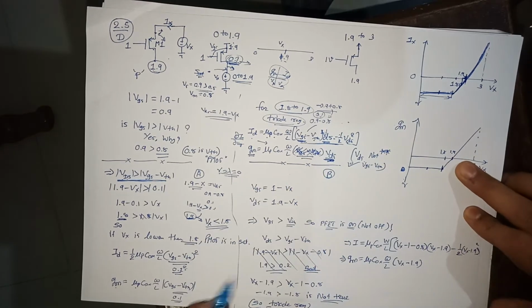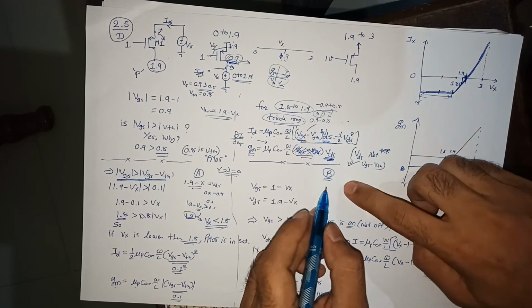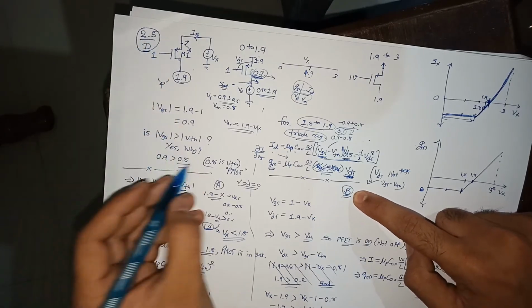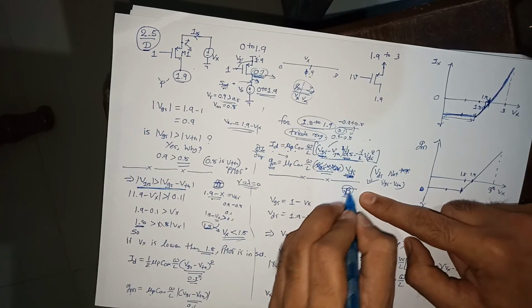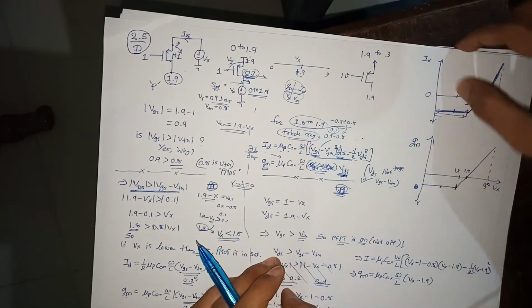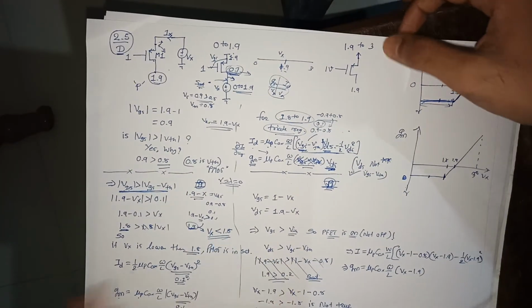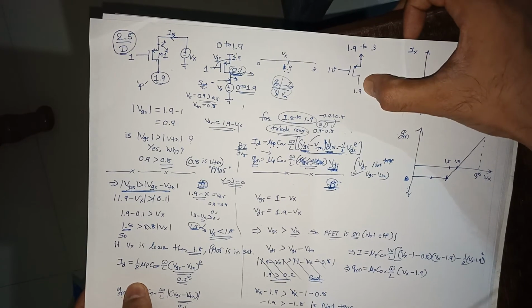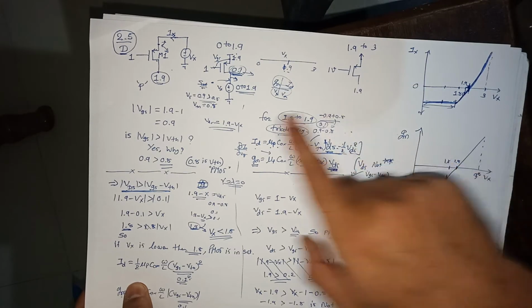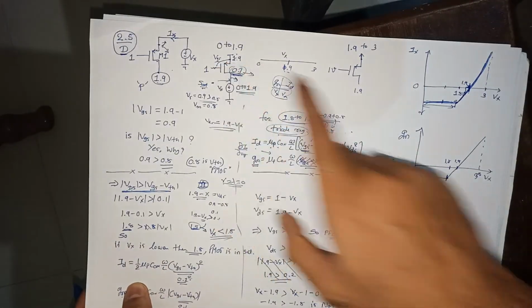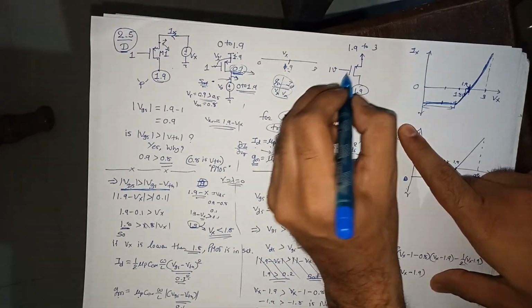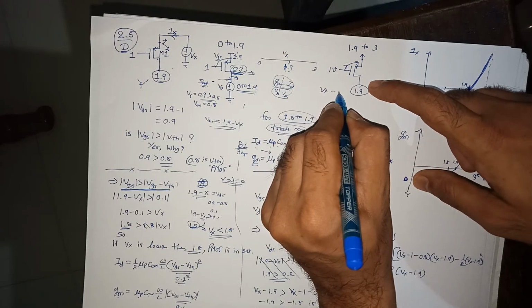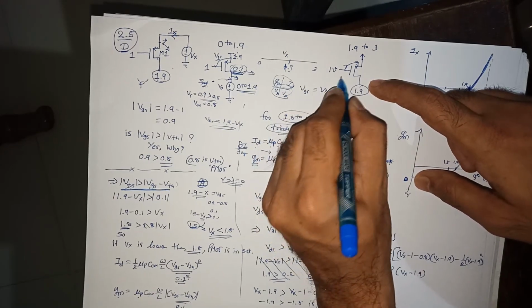Okay, now part B. Again, don't confuse between part A, part B, and this part of 2.5. Let me say part I and part II. So what is happening here? 1.9 to 3. This will become the source now, 1.9. Before, it was the drain here. Before, it was the source here. Right now the drain is becoming the source. So Vgs is Vx minus 1. This is Vgs for this.